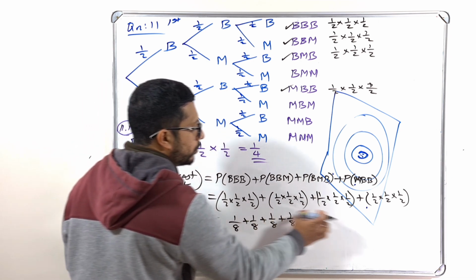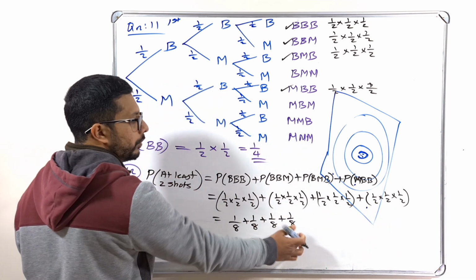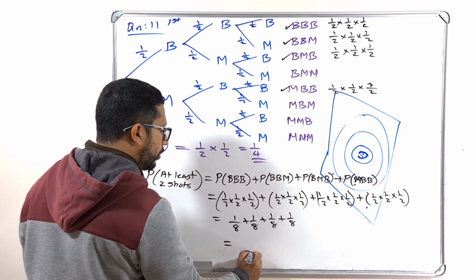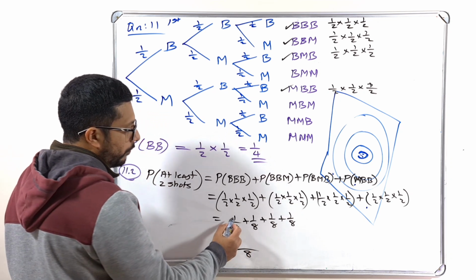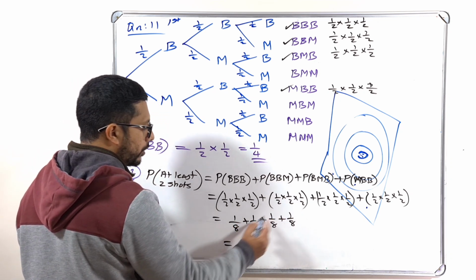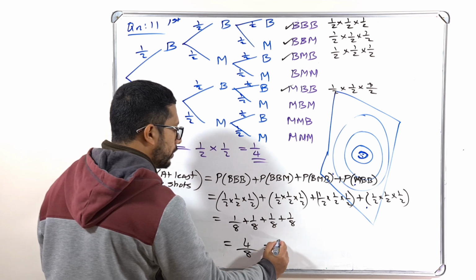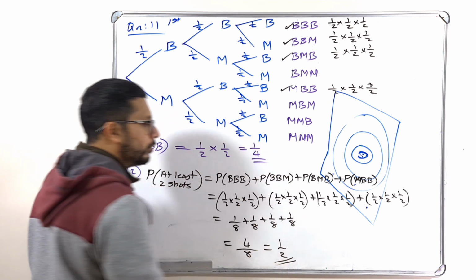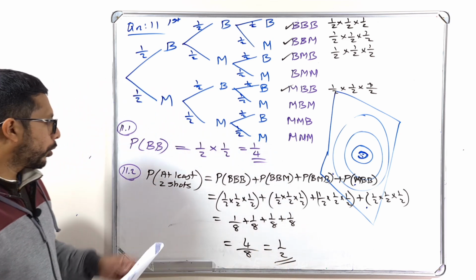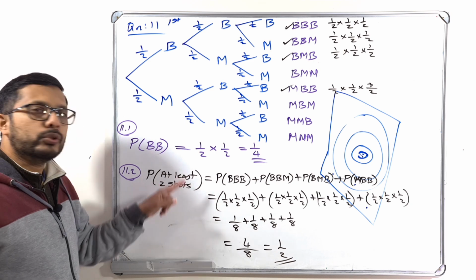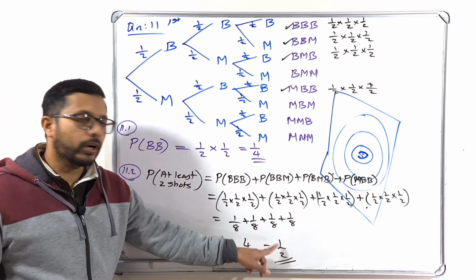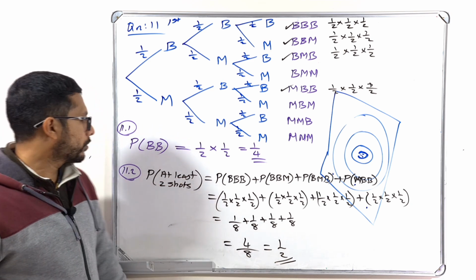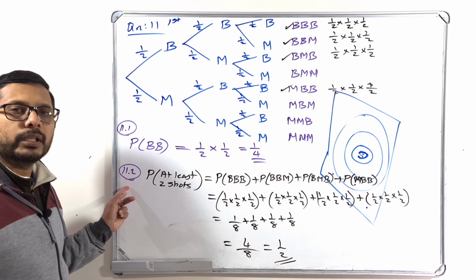How many? 1, 2, 3, 4. Okay. So 8 is a common denominator. 1 plus 1, 2, 2 plus 1, 3, 3 plus 1, 4. That means the answer is 1 over 2. So it means that the probability of at least 2 shots is 1 over 2. Okay. So that is question number 11.2.